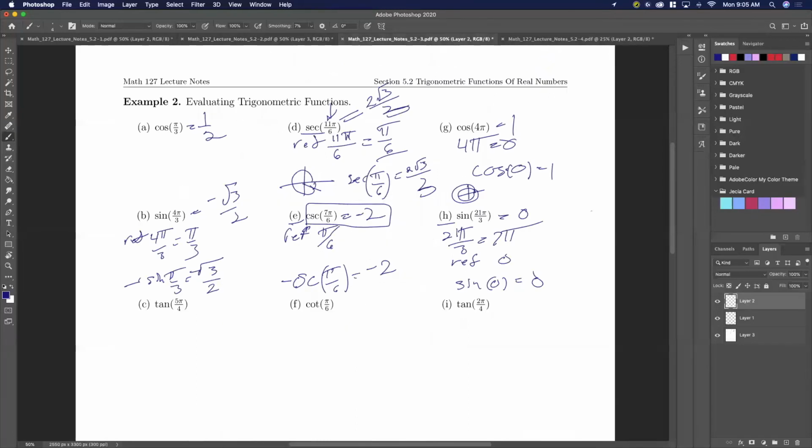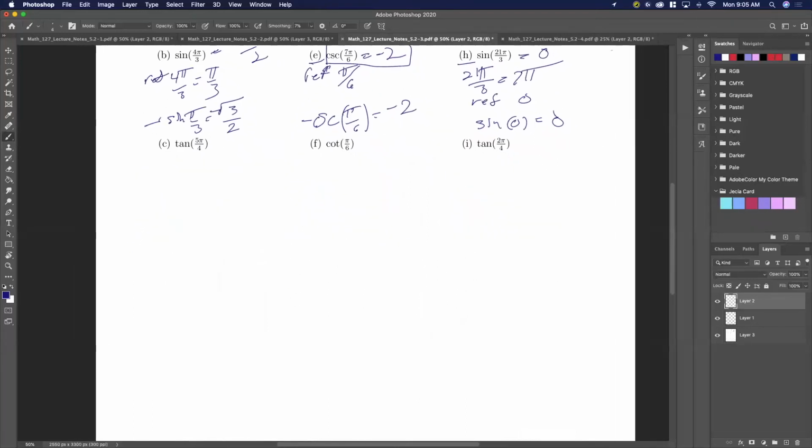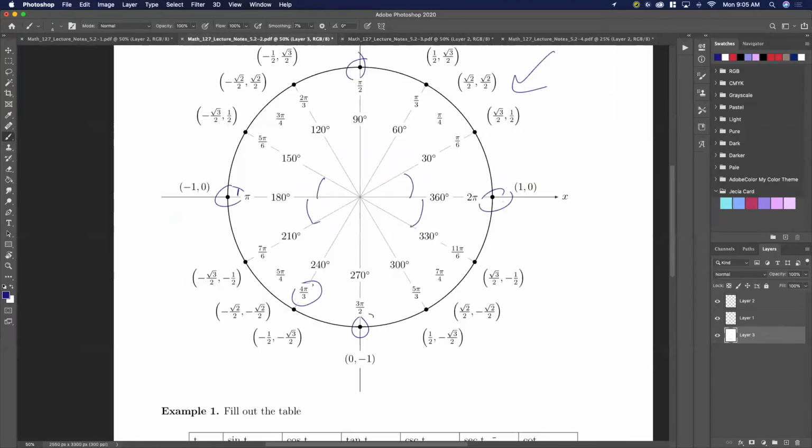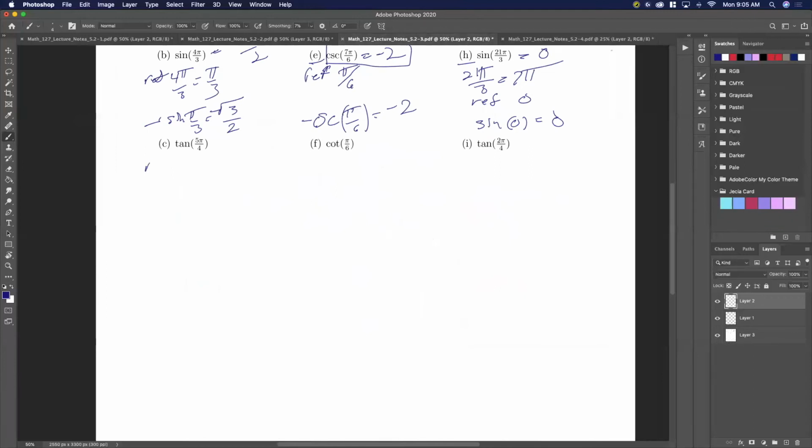Okay, so let's just finish these other 3 real quick. I think you're getting the song and dance. Here, we have 5 pi over 4. So 5 pi over 4 is right here. Here's my reference angle, and that's pi over 4. So the reference angle here is pi over 4. This is in quadrant 3.